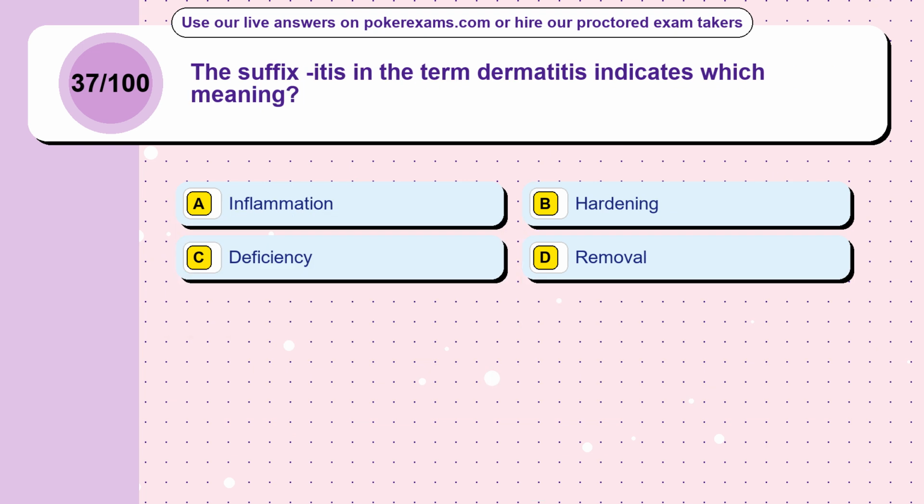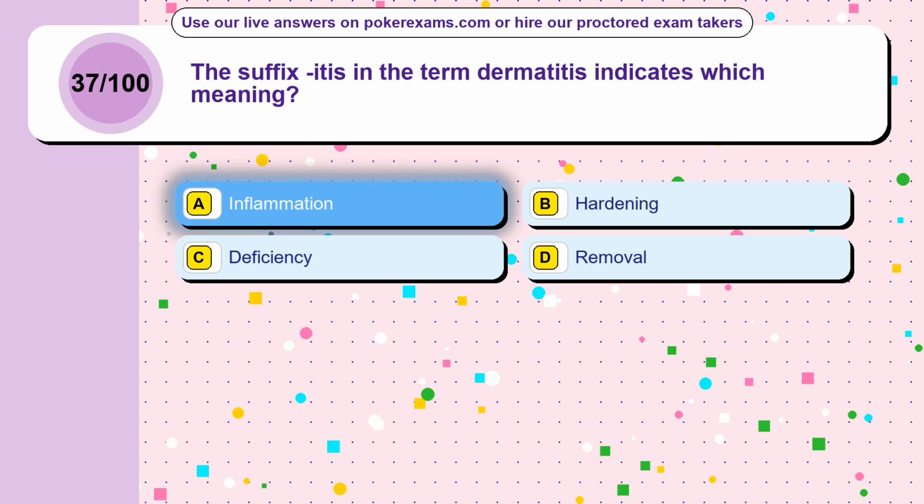Question 37. The suffix itis in the term dermatitis indicates which meaning? Option A. Inflammation. Option B. Hardening. Option C. Deficiency. Option D. Removal. The correct answer is option A.